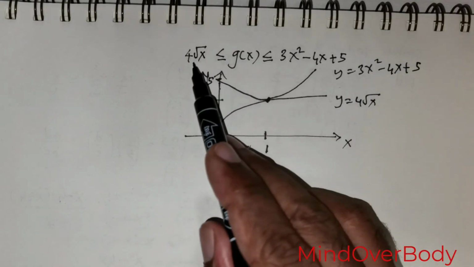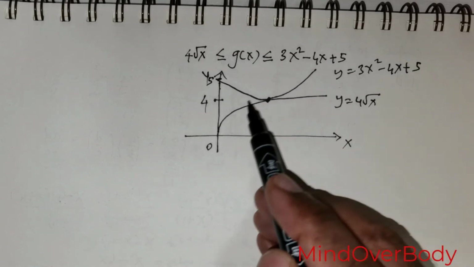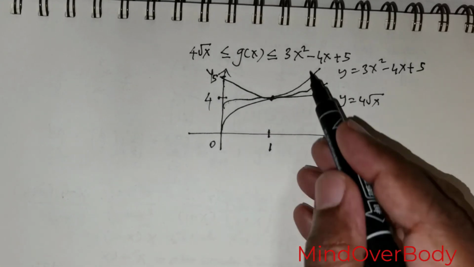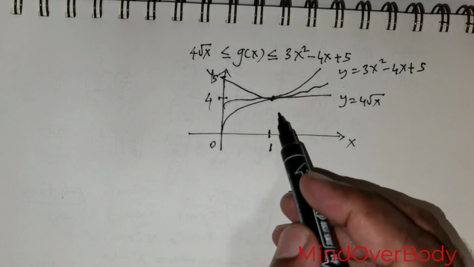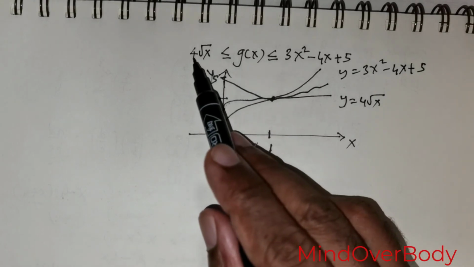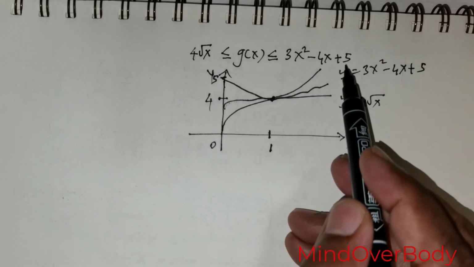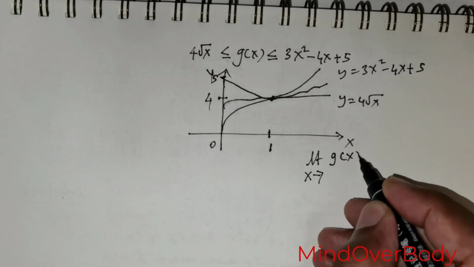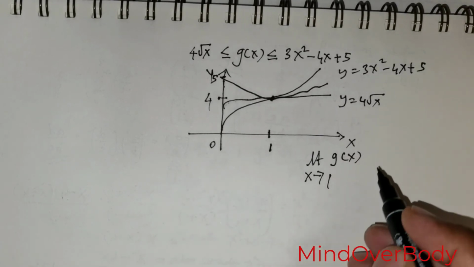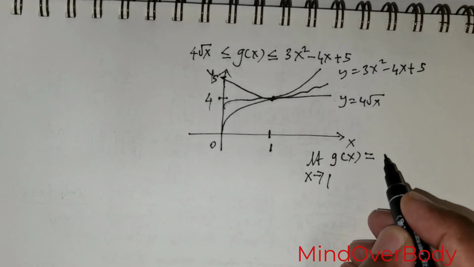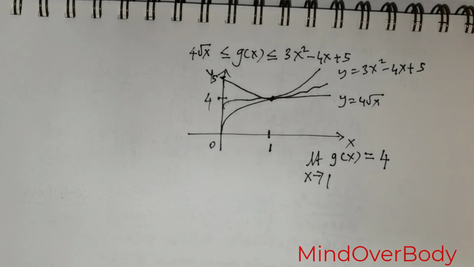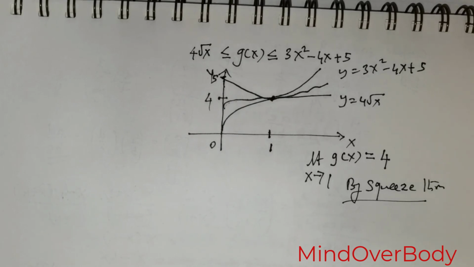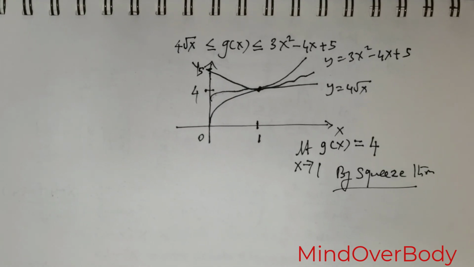Now given that g of x lies between 4 times root of x and 3x squared minus 4x plus 5, let us assume that our g of x flows between these two curves. If there is a requirement for us to find the limit value of g of x as x tends to 1, then without hesitation we can write that to be equal to 4. Why? By the squeeze theorem, or you can say the sandwich theorem. Now we will move on to other illustrations to get a better understanding.